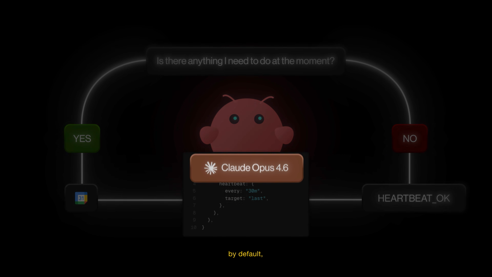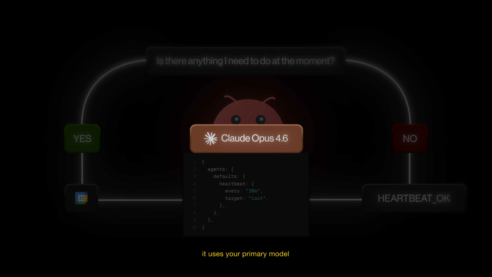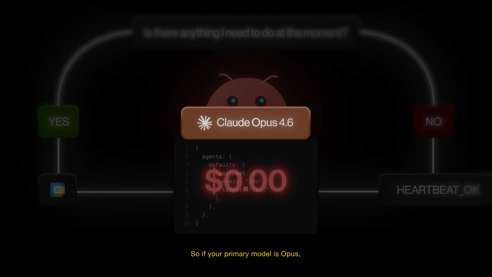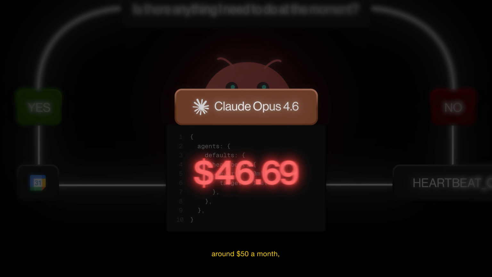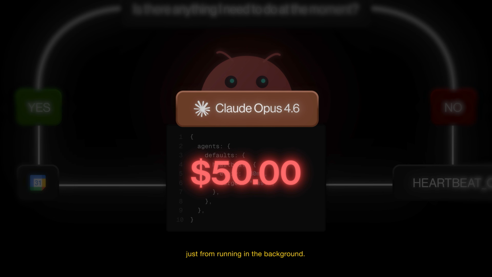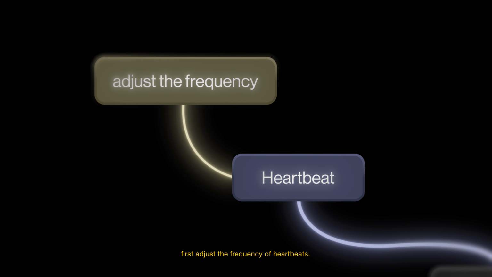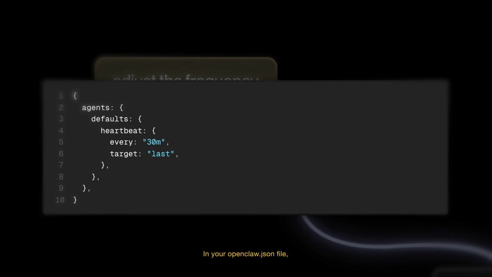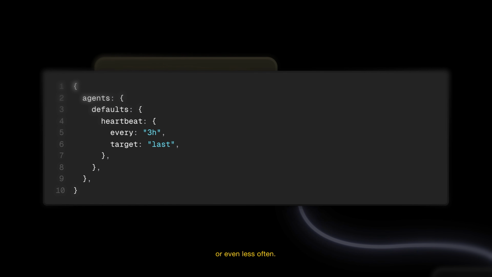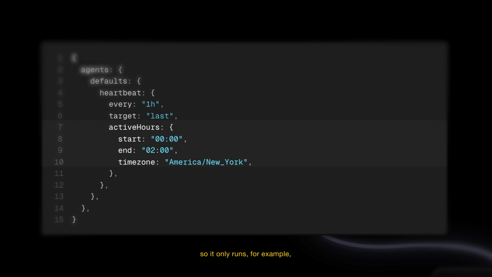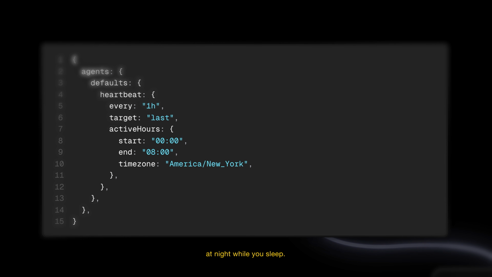The problem is, by default, it uses your primary model for that. So if your primary model is Opus, it can cost you around $50 a month just from running in the background. So to save some money here, first adjust the frequency of heartbeats. In your openclaw.json file, change it to every hour, or even less often. And if you don't need it at all, you can turn it off completely by setting it to 0. You can also set active hours, so it only runs, for example, at night while you sleep.